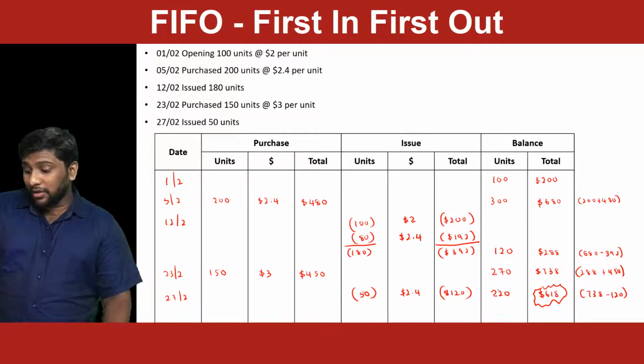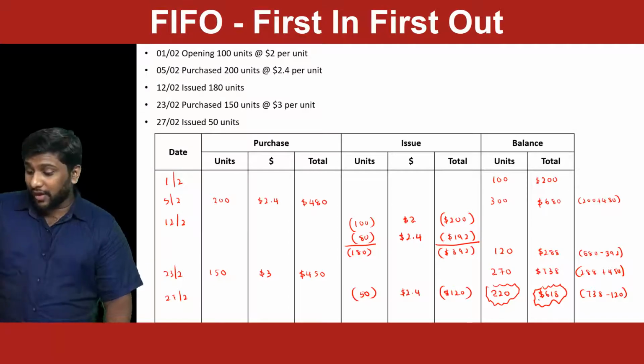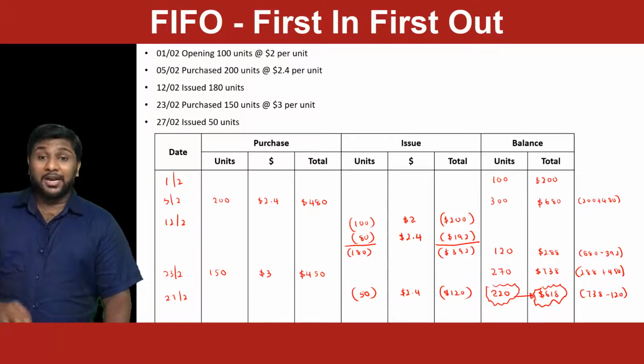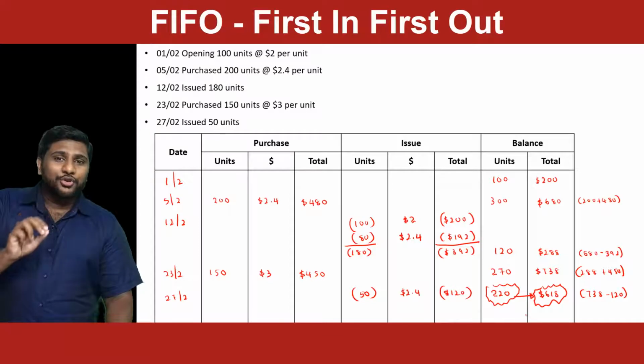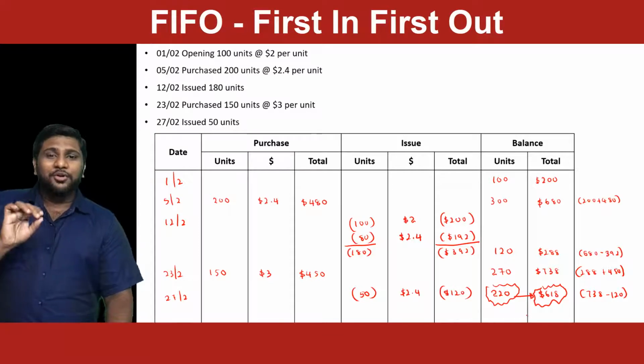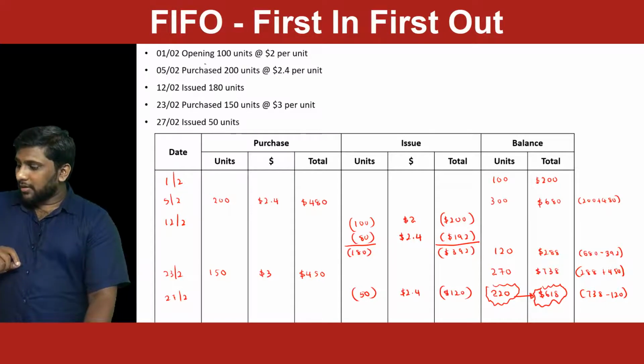End of the month, you have how many units? 220 units. What's the value of the 220 units using the FIFO method? It is $618. So this is how you have to do the calculation using the ledger, store ledger. Now I will show you a shortcut method to arrive at this answer. If you use this method, you will be able to get the answers very easily and quickly. Now look at this question.